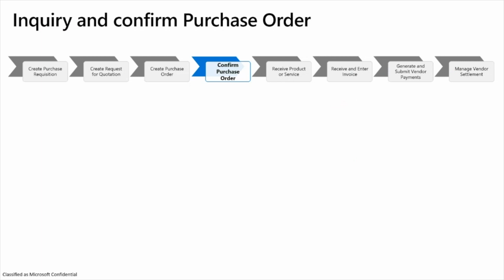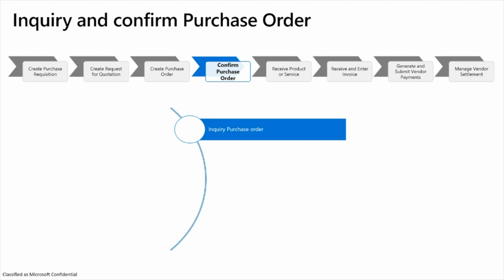So after you create the purchase order in Dynamics 365 Supply Chain Management, you can inquire your vendor to validate price, quantity, date, and other information. Purchase order approval helps the organization run a workflow before confirming the purchase order. For example, when a purchase order is raised for an amount exceeding $1,000, it requires approval from a manager.